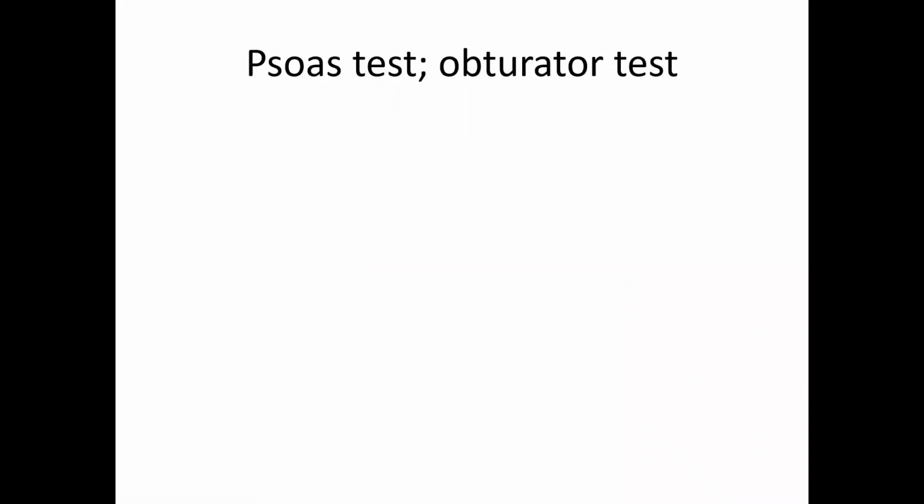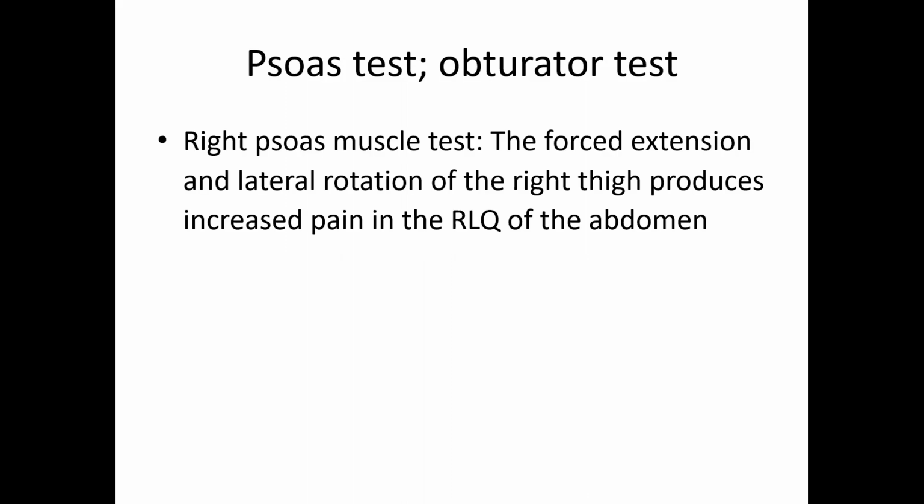Can you test which position the appendix is in before you operate? There is a test called the psoas test, and there is a test called the obturator test. The right psoas muscle test is for when the appendix is in a retrocecal position. Forced extension and lateral rotation of the right thigh produces increased pain in the right lower quadrant of the abdomen.